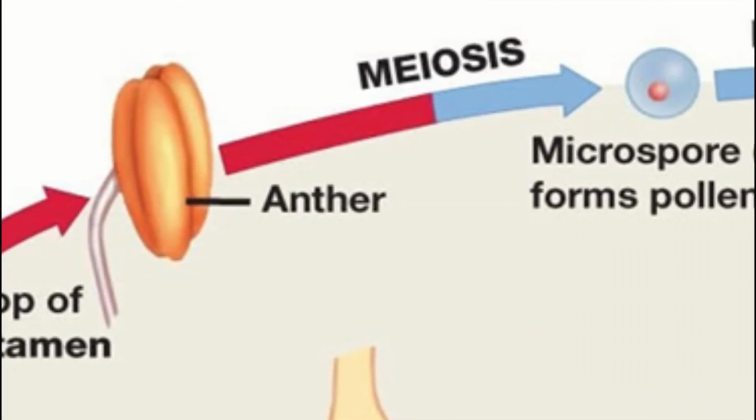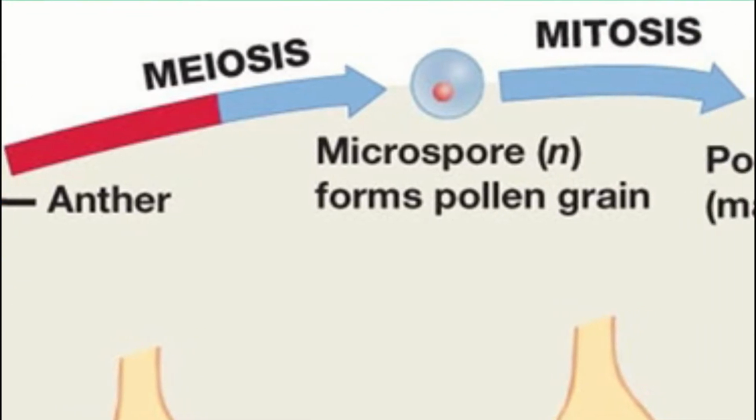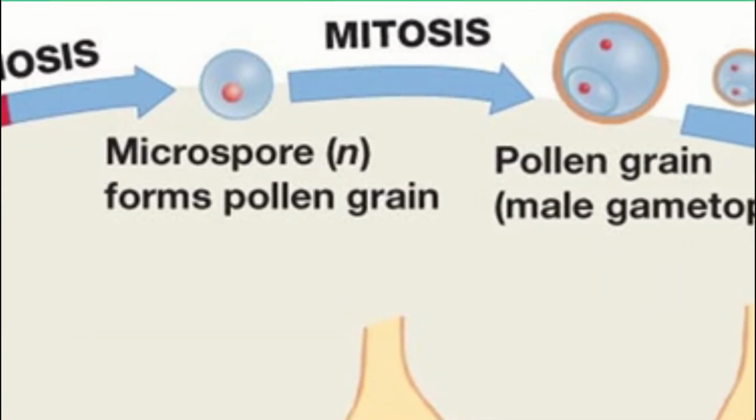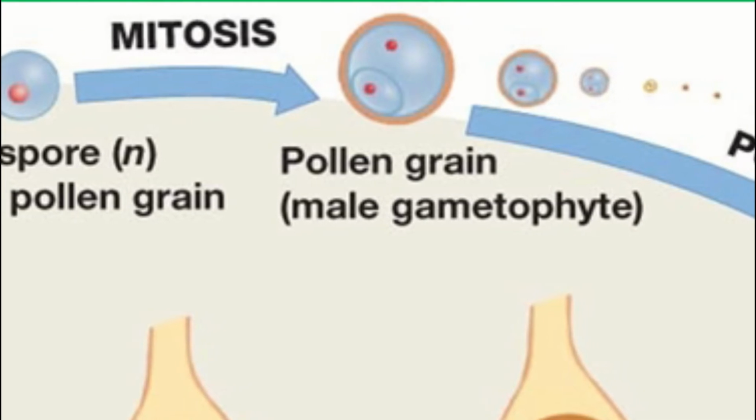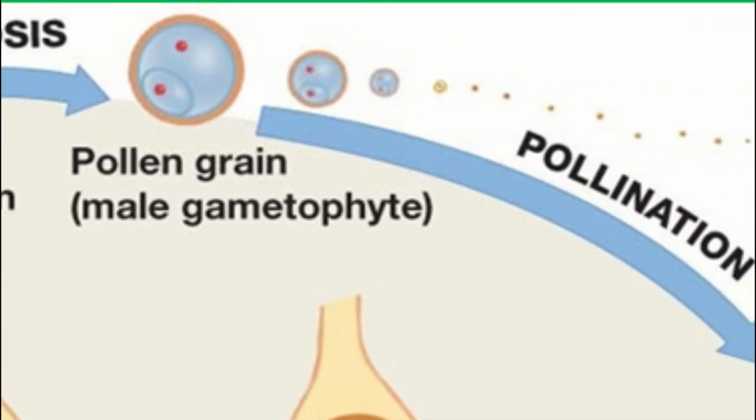If we go back to the anther, which is the male portion of the flower, it'll undergo meiosis to produce microspores, and microspores will then form into pollen grains.